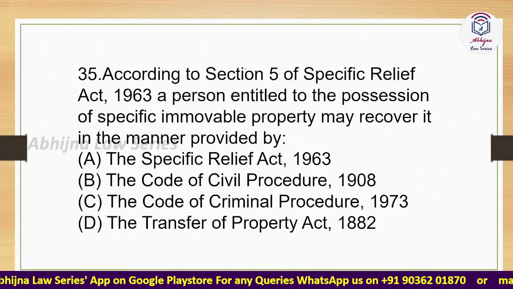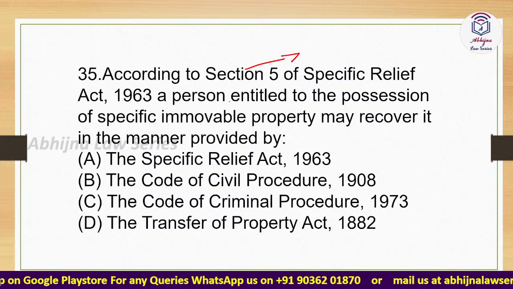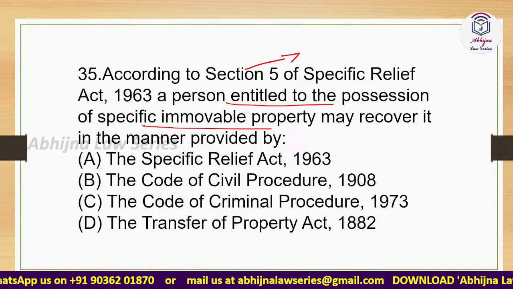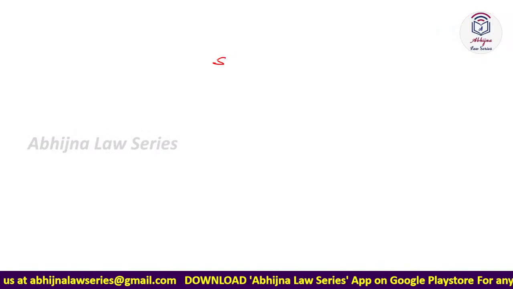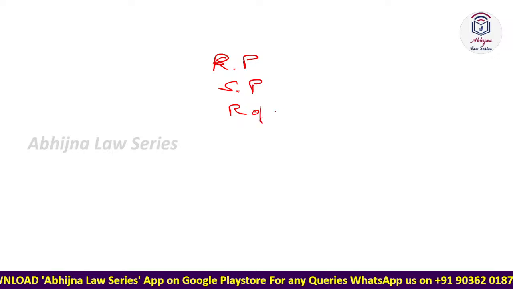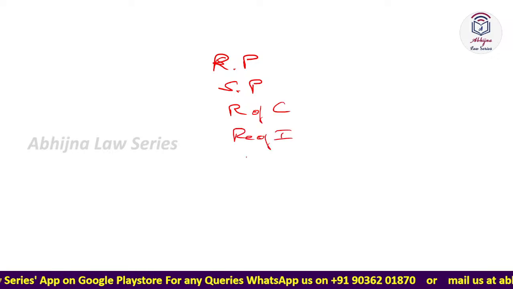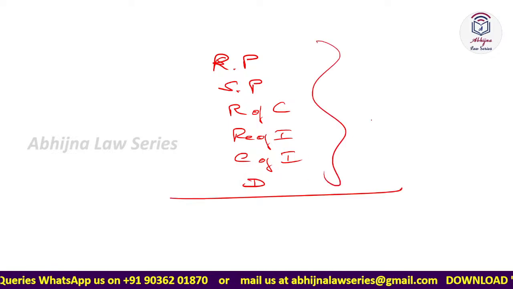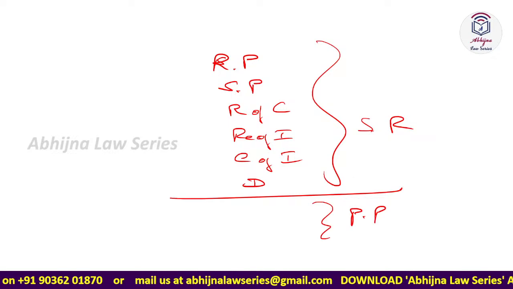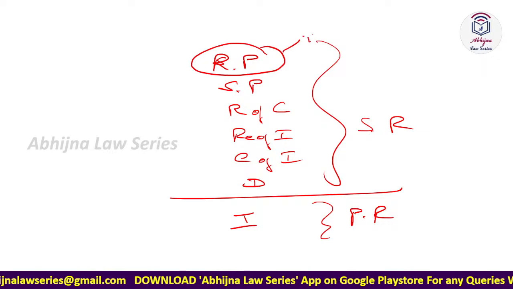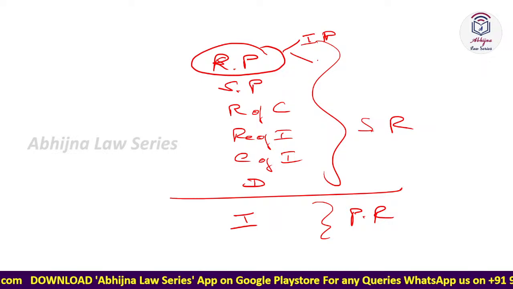Next one, according to section 5 of the Specific Relief Act, a person entitled to the possession of specific immovable property may recover it in the manner provided by. The Specific Relief Act provides for different kinds of reliefs: recovering possession of the property, specific performance of the contract, rescission of the contract, rectification of the instruments, cancellation of the instruments, and declaration. These are specific reliefs. We also have preventive relief, which is injunctions. Here we are speaking about recovery of possession. It could be of immovable property and it also could be of movable property.